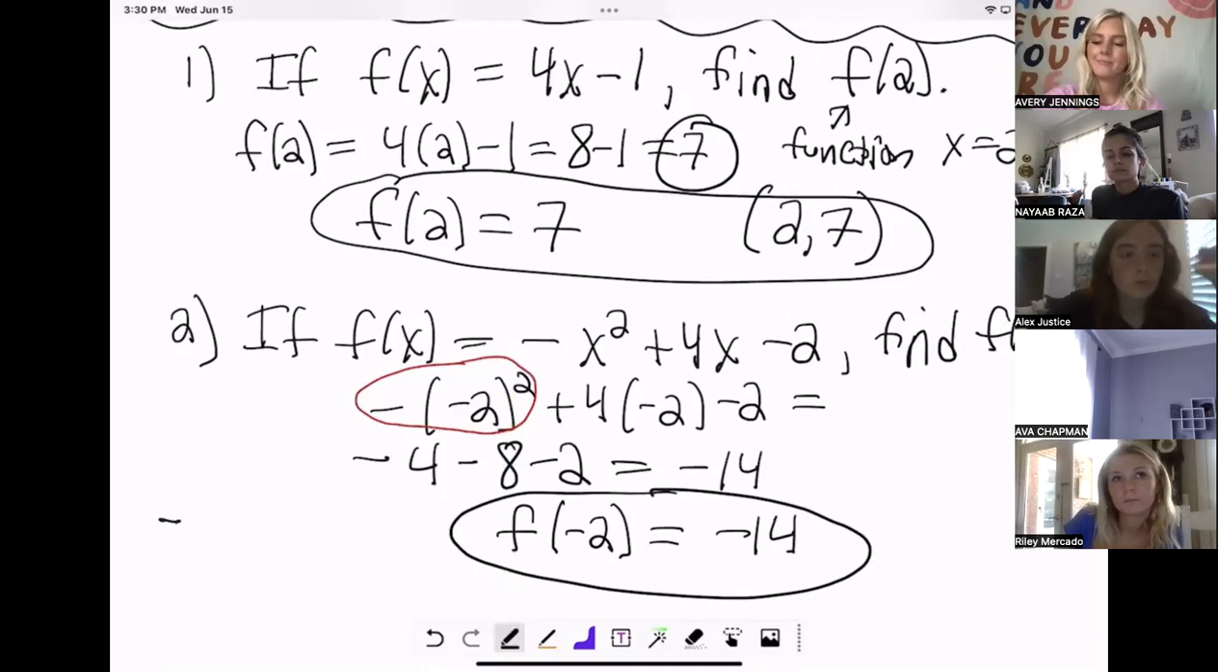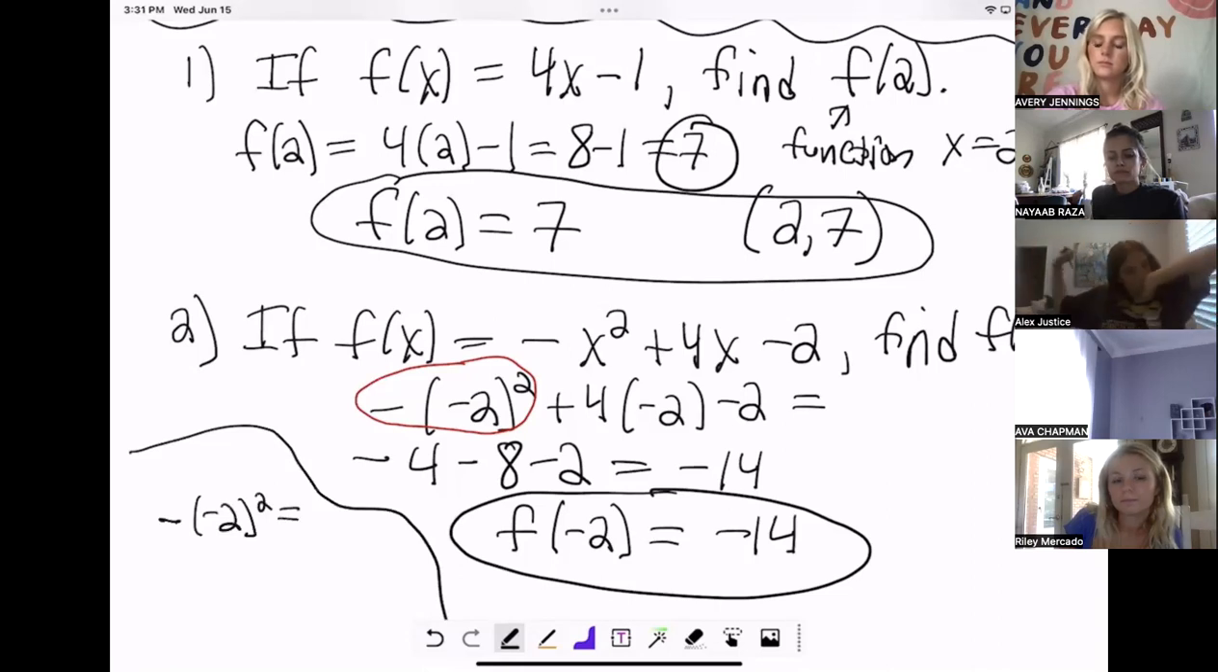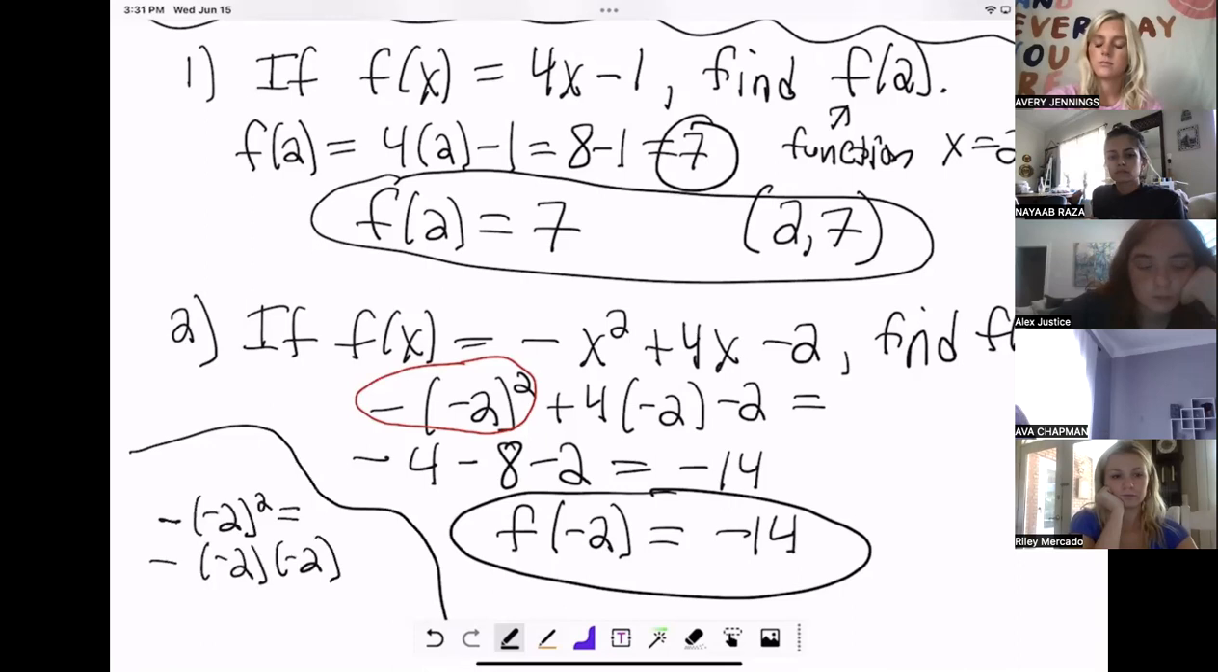So when you have minus -2 squared, remember the order of operations. You got to do your square first. So it's a negative times -2. Actually, I'm going to write it out. I have to do order of operations first. That's my square. So that makes 4. So it's -4. You're doing -2 times -2 first, which is 4.